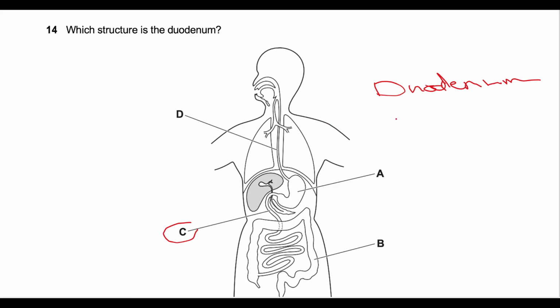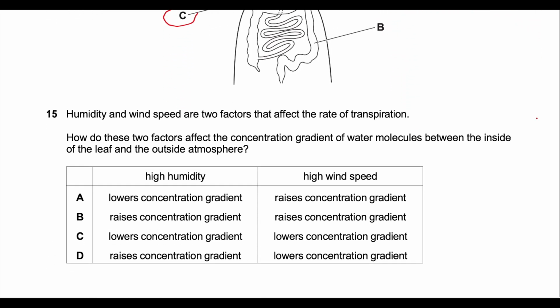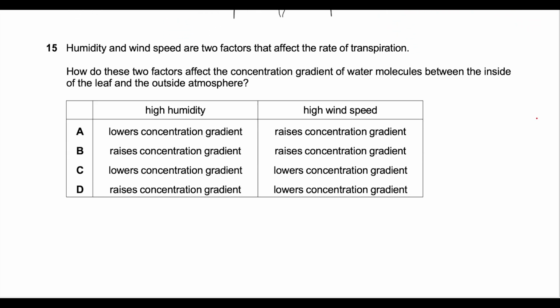The second one is jejunum, okay, and this is responsible for the absorption of nutrients. And the last and final one, we call it ileum, will continue the absorption, what the remaining nutrients to be absorbed there. Okay, so the right answer is C. Moving to question number 15.